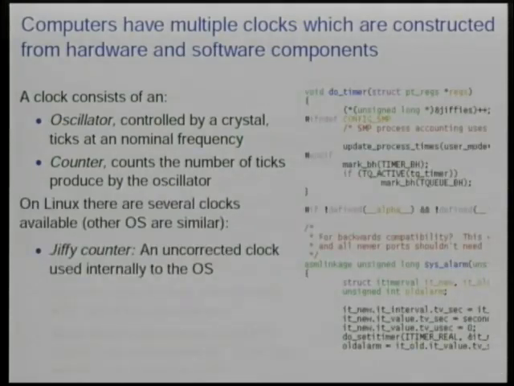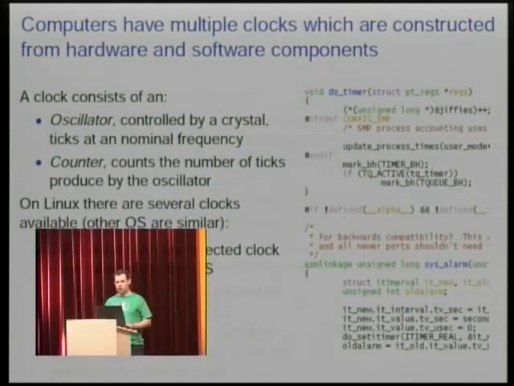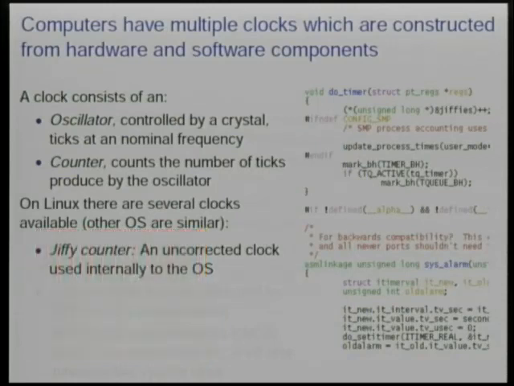A computer will generally have multiple clocks, and I'm going to talk about a few of them here. I'm going to give examples from Linux, but other operating systems are quite similar. The one important clock is the Jiffy counter, and on Linux this is only available to the kernel. Importantly, it's not corrected for any clock skew, and NTP doesn't apply for this.